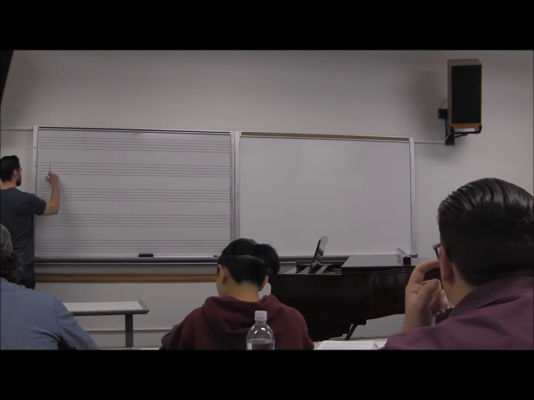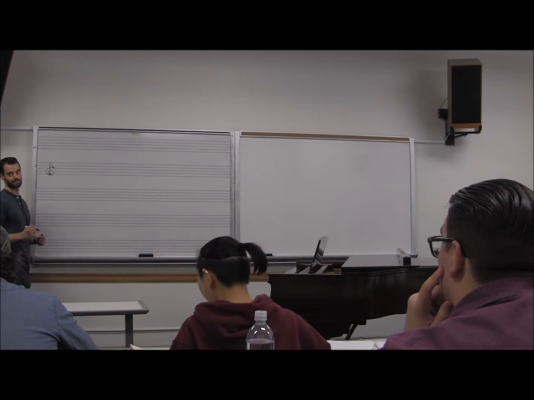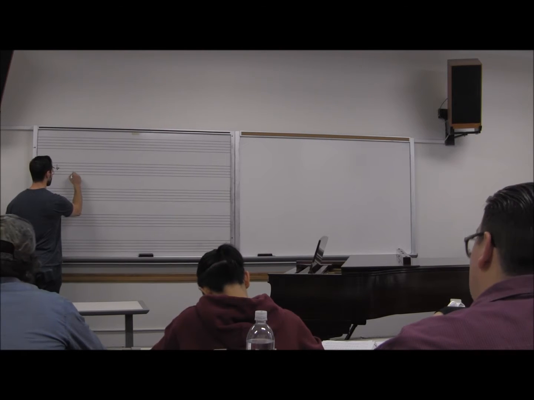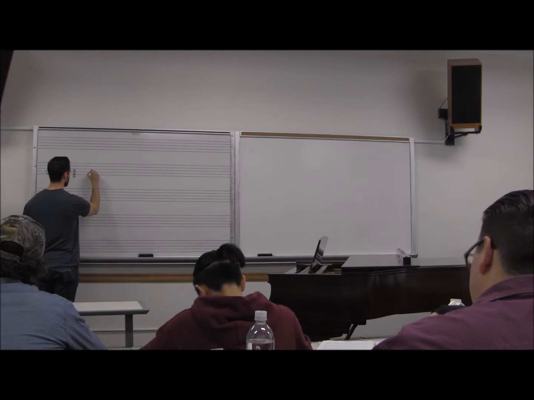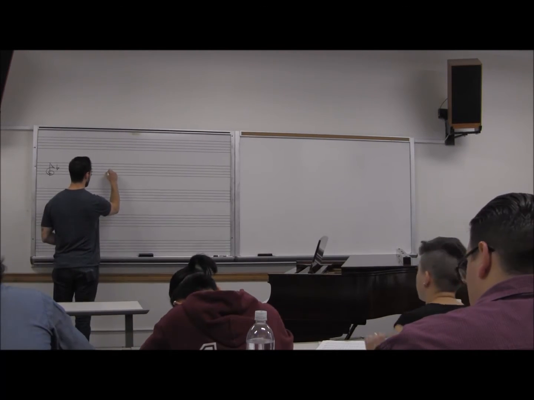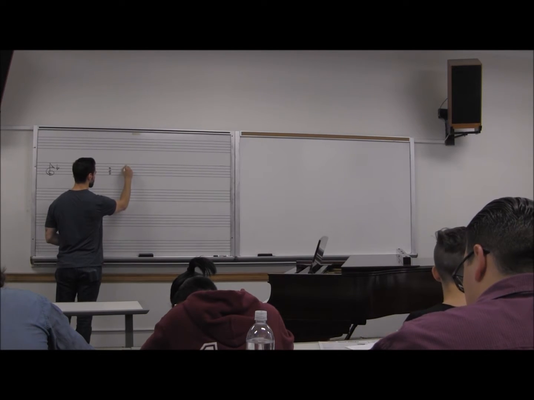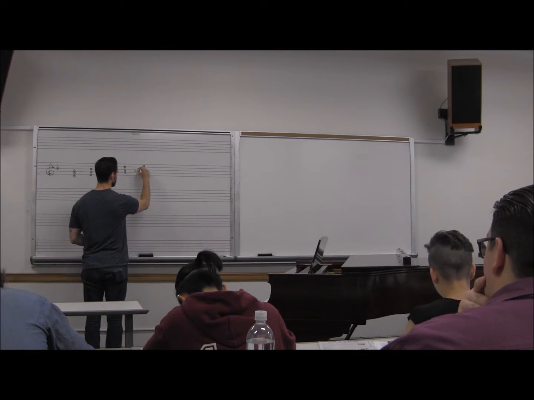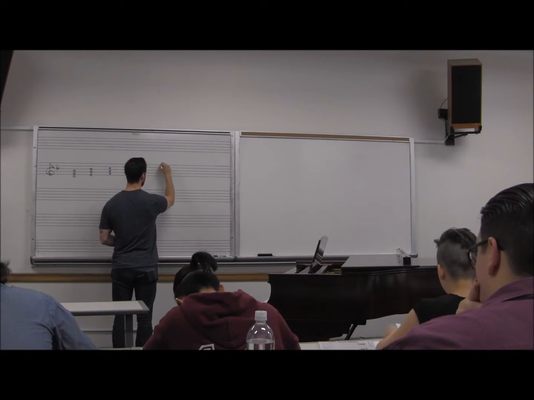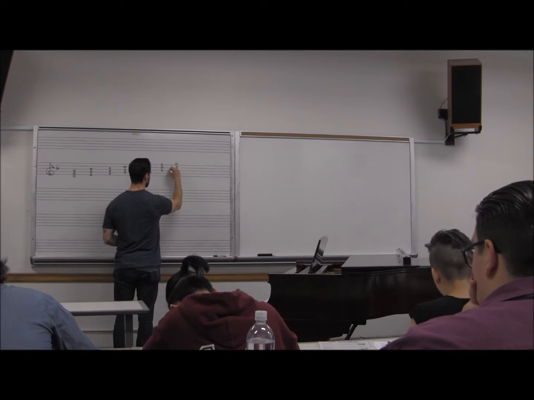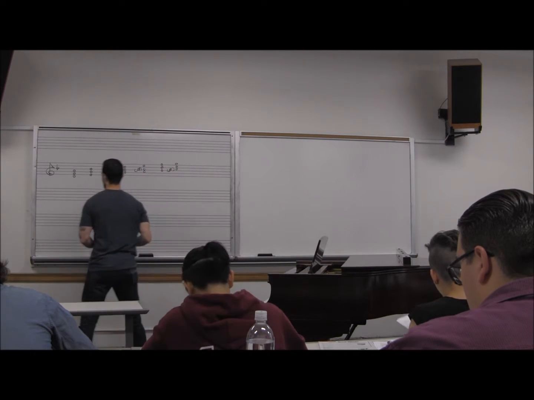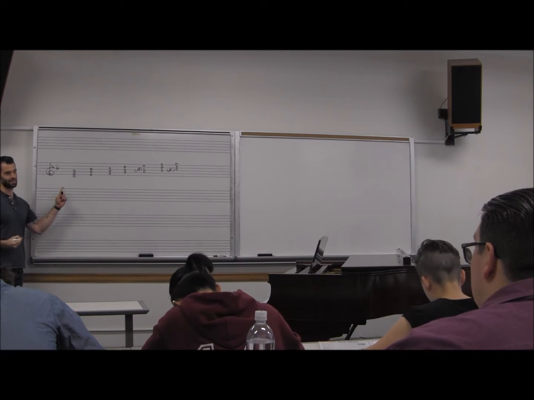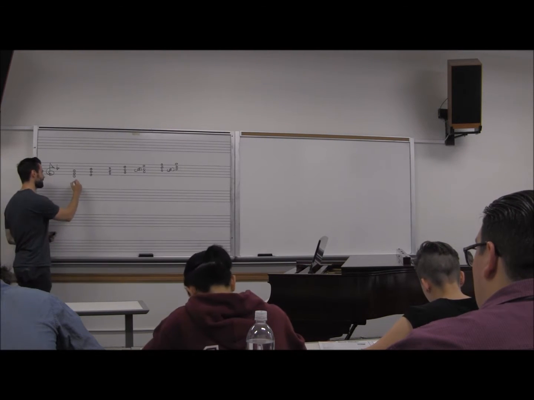D minor. What's the key signature? 1 flat. B flat. So in D minor, we can build triads like this on top of any scale degree. These triads have different qualities. Our 1 triad is what quality? Please feel free to shout it out. Minor. Minor, exactly.